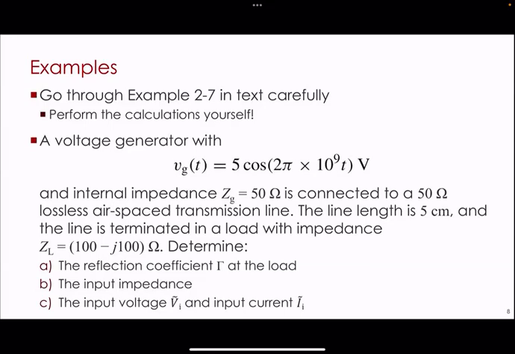The line length is 5 centimeters. The line is terminated with the load impedance of 100 minus J100. All right, let's calculate some stuff. Okay, we want the reflection coefficient at the load. Now, as I said, the reflection coefficient, as we've been talking about it, is at the load, okay? So it's our regular reflection coefficient, ZL minus Z naught over ZL plus Z naught.